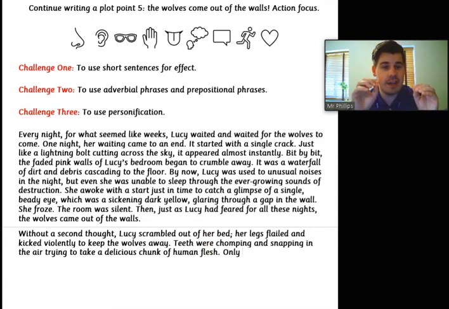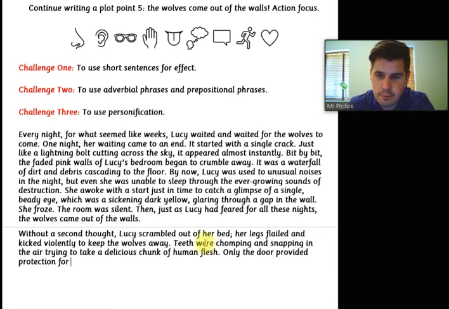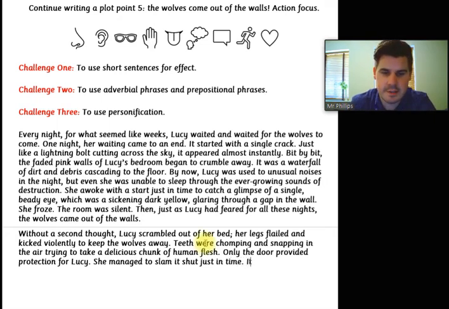So this is where I'm going to make it sound like the door is a person. Only the door provided protection for Lucy. Only the door provided protection from Lucy. She managed to slam it shut just in time. And then maybe a small sentence. It wouldn't hold them for long. Maybe I can make that even shorter. She managed to slam it just in time.